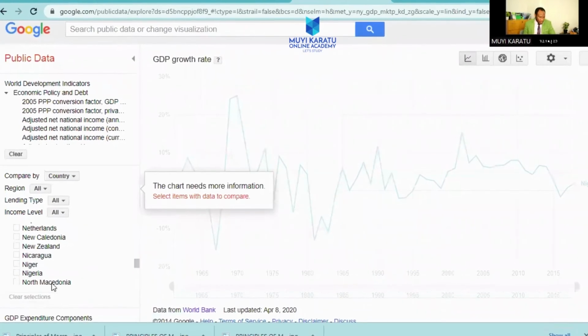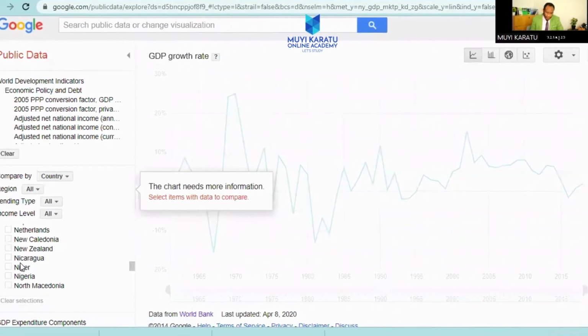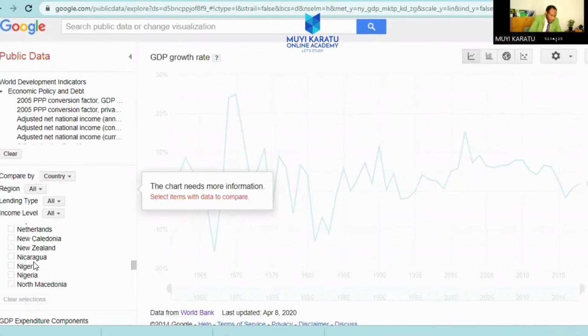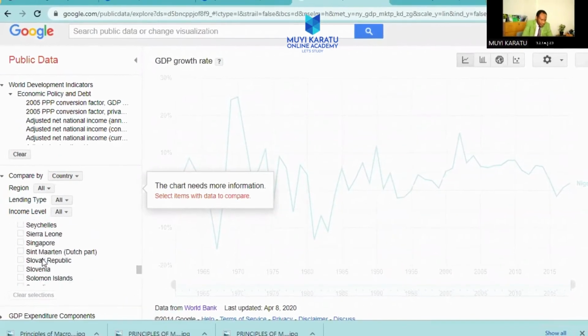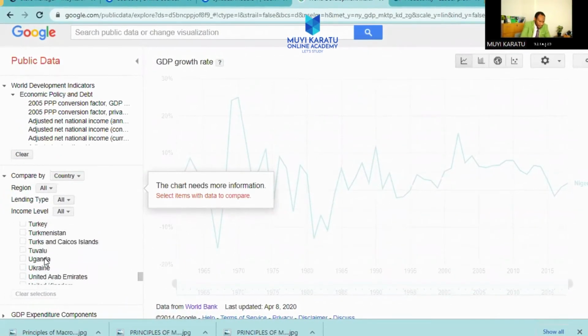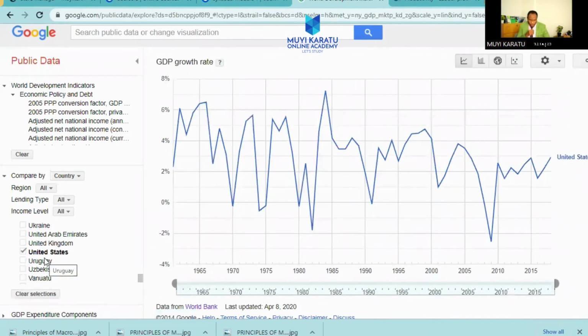I'm going to take only United States. I'm taking only United States here. Okay, so I'm taking only United States. All right, the growth of United States as of 2018 is around 2.93%. So let me go to the OECD.